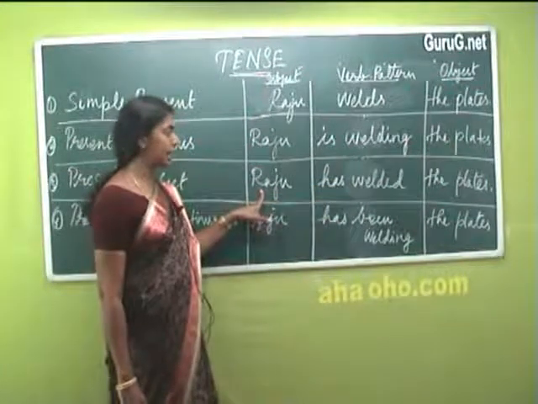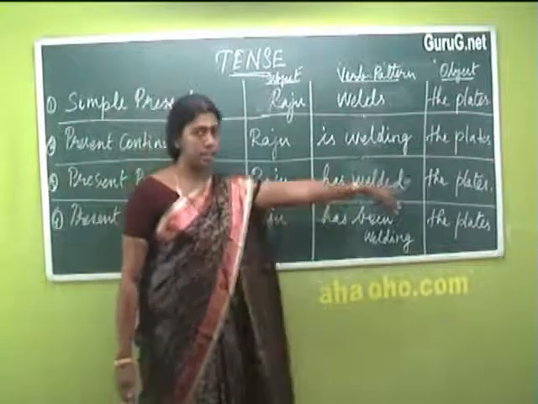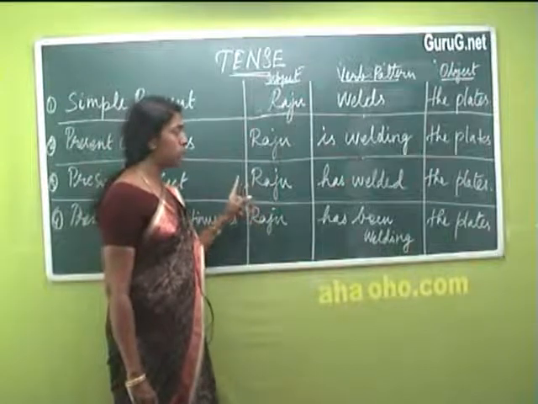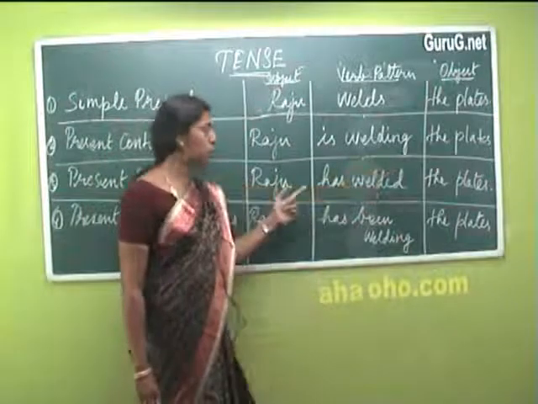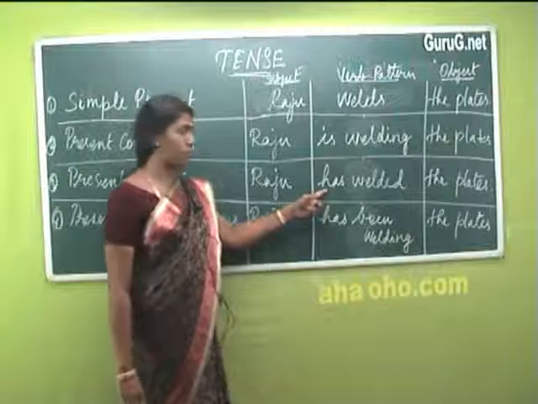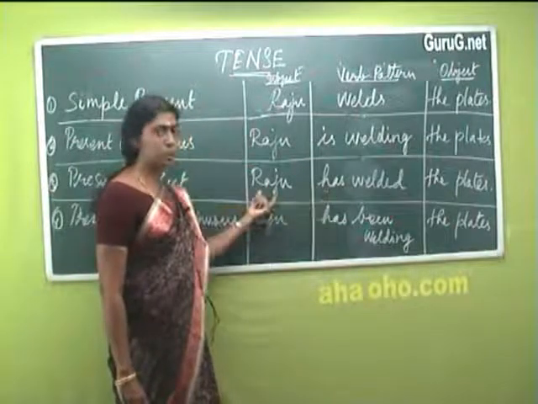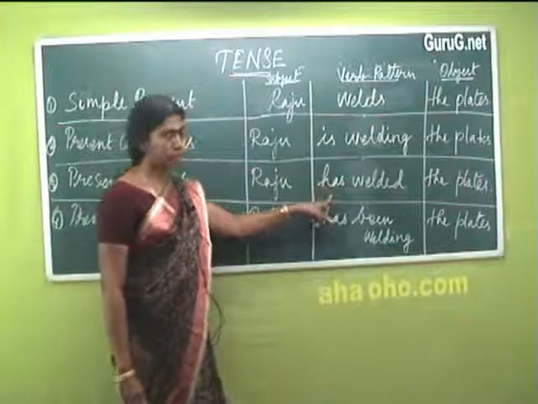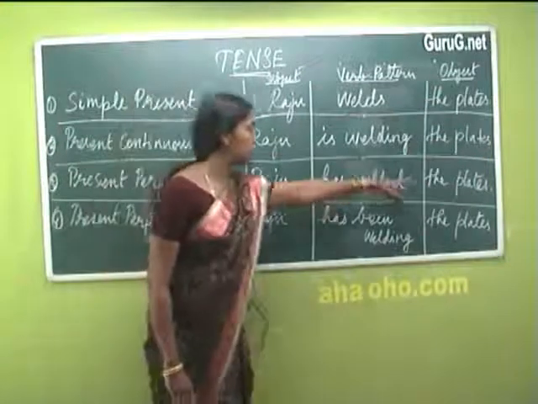Suppose the subject is they, they have welded the plates. The subject is Raju, which is third person singular, so Raju has welded the plates. Raju have welded the plates is an incorrect form. Have will not go with the third person singular form of the subject, which has to be noted very carefully. Raju has welded the plates together.